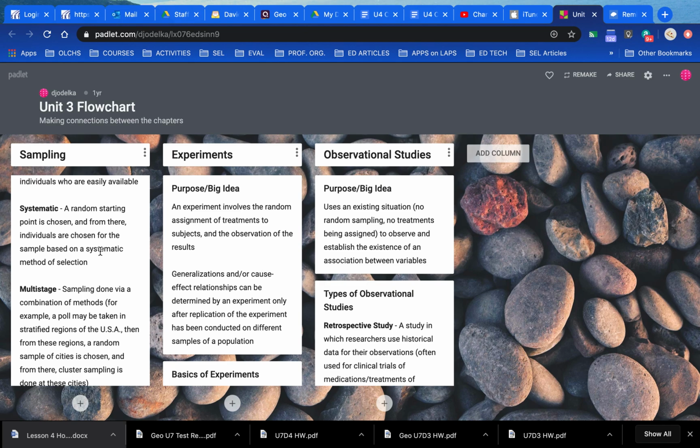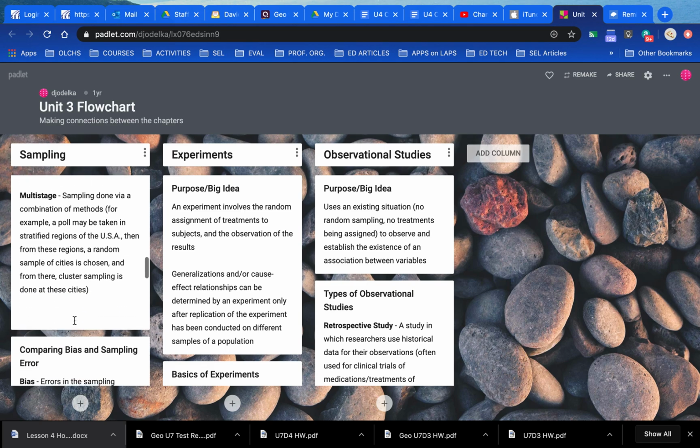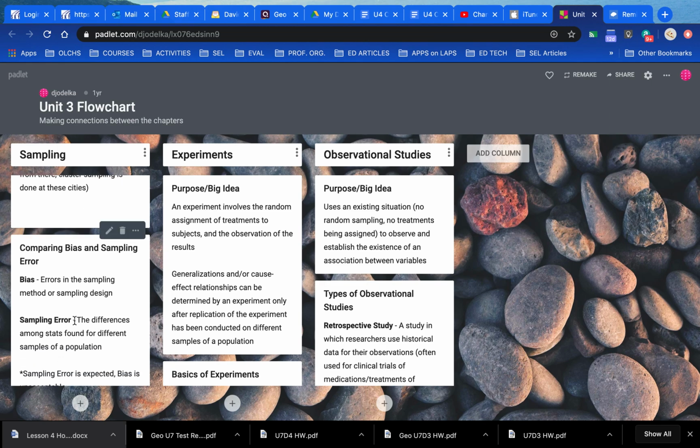So you randomly choose a starting point, let's say. For instance, you are waiting outside of the Spartan gym, and you say, starting with this person, every eighth kid, I'm going to ask them a question. There's a system to your means of gathering information that would be systematic. Multi-stage is just a way of saying two or more of those methods combined.